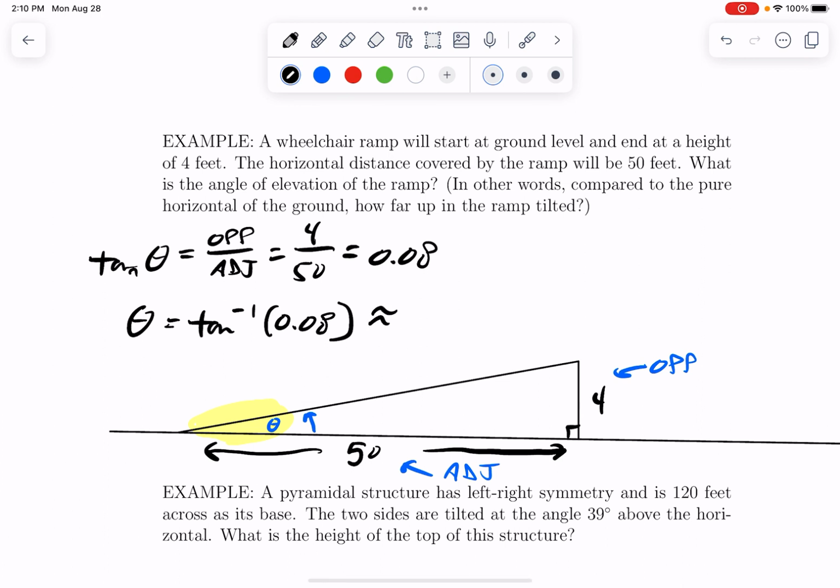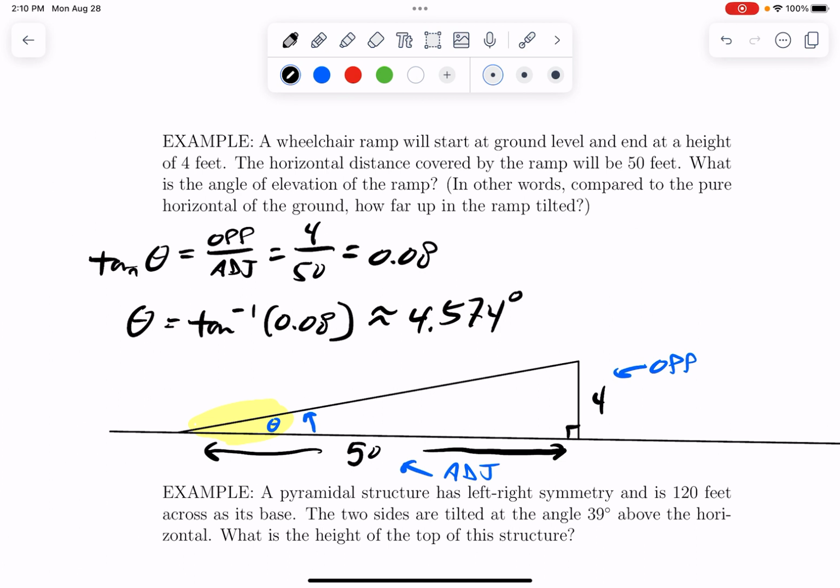And let's get an estimate here. I want to do this in degrees. I will say most word problems will do in degrees because it's easier to think about and visualize. So I will do inverse tangent of 0.08 on my calculator, and that comes out to 4.574 degrees.